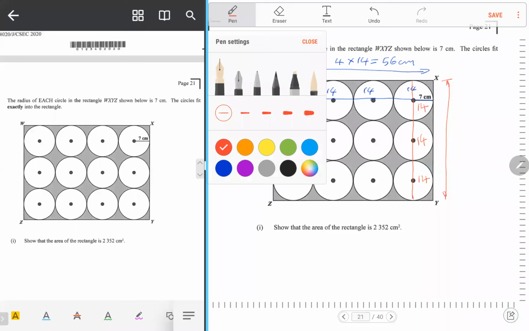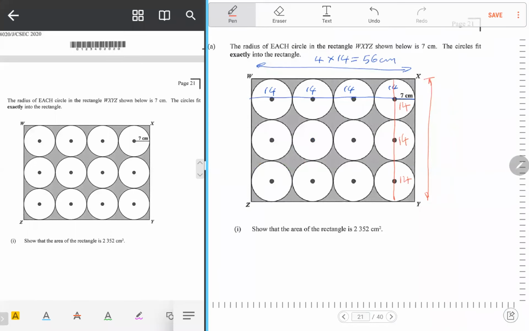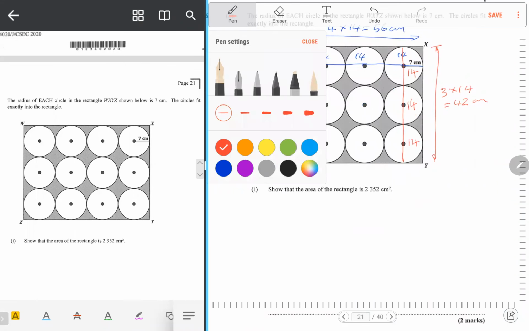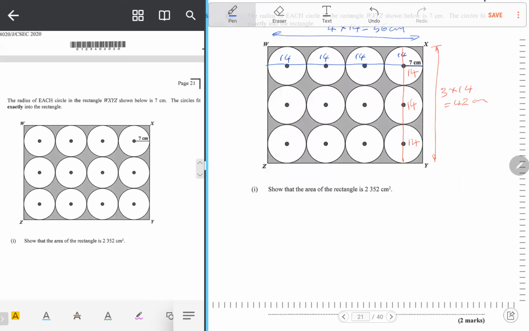So we see that this one is 3 times 14, which is equal to 42 centimeters. And since we have those dimensions, we can proceed now and calculate the area of the rectangle. Right, so the area of the rectangle is equal to 56 times 42. And 56 times 42 is 2352 centimeters squared.